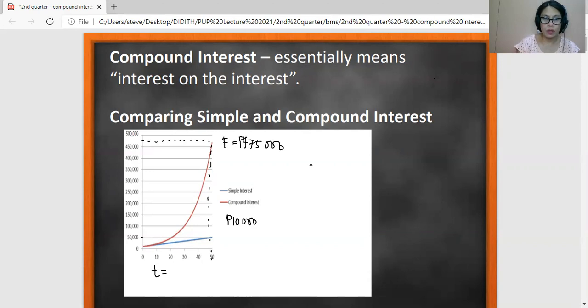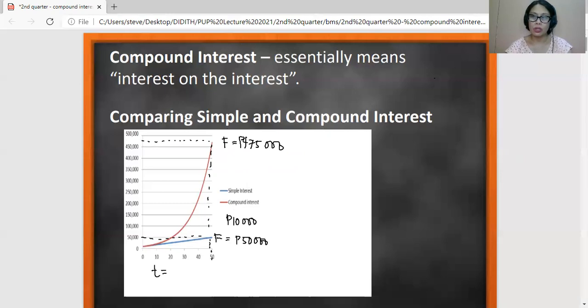Unlike with this one, using the simple interest after 50 years, the final amount is 50,000 pesos. So you can compare the difference on the two types of investment using compound and simple interest with the same amount of investment at the end of the same period. So this is very far from the investment made from the simple interest.